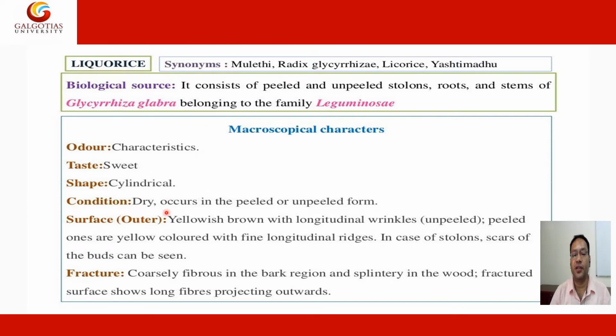Condition is dry, occurring in the peeled and unpeeled form. The outer surface is yellowish brown with longitudinal wrinkles in the unpeeled, and the peeled one is yellow colored with fine longitudinal ridges. In case of stolon, a scar of the buds can be seen. Fractures are coarsely fibrous in the bark region and splintery in the woody region. The fracture surface shows long fibers projecting outwards.